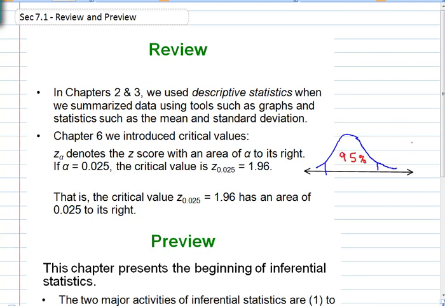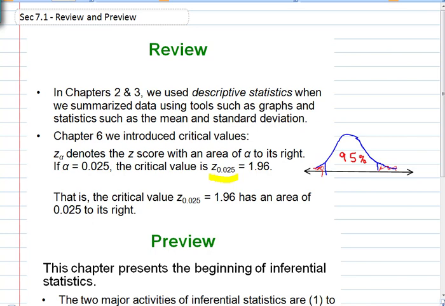Okay, if 95% of the area is trapped in between these 2 standard deviations above and below the mean, what percentage or area has to be out to the ends? Because remember, we have symmetry with this graph. This is 2.5% out here, and this region over here is 2.5% as well. So that's where this number came from. That 0.025 represents 2.5%.